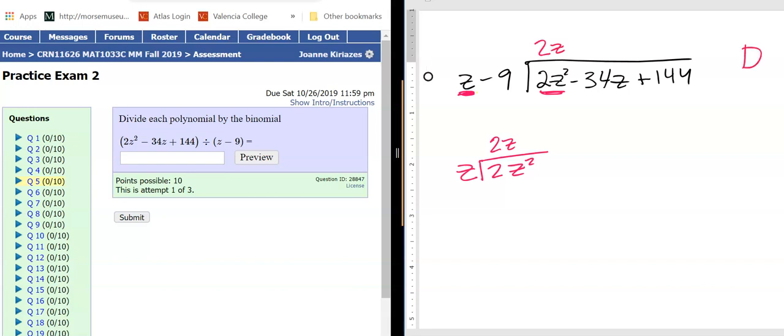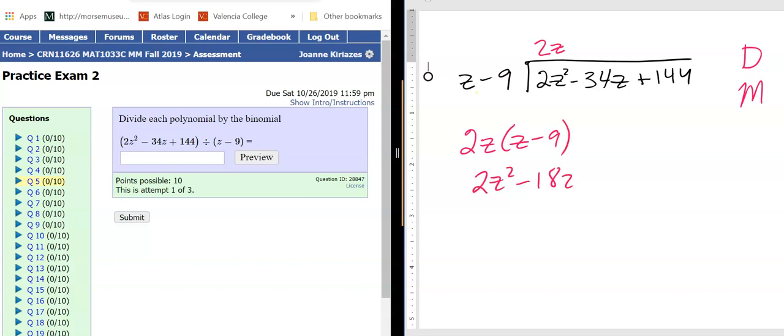That's the divide part. Then I say, wait, just like in long division, I actually multiply, though, now what I have in reality. So I'm going to say 2z times z minus 9. So that's going to be 2z squared minus 18z. I'm just distributing. So I write that underneath my dividend.